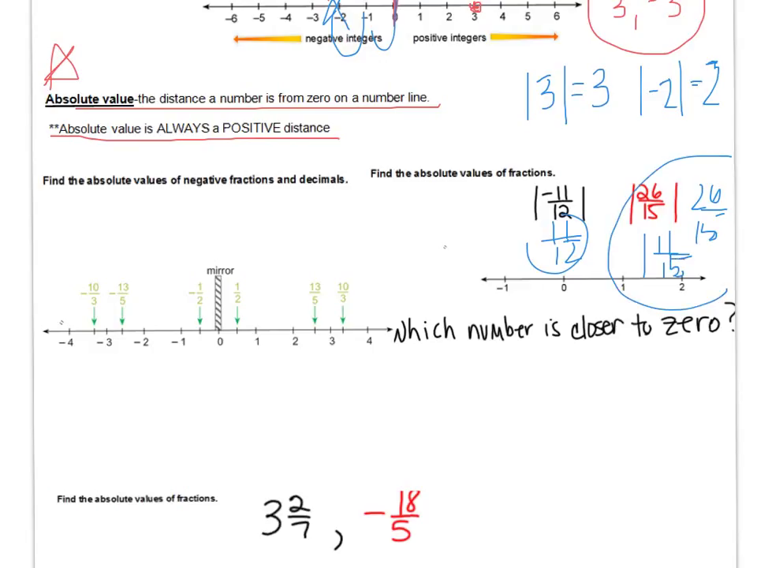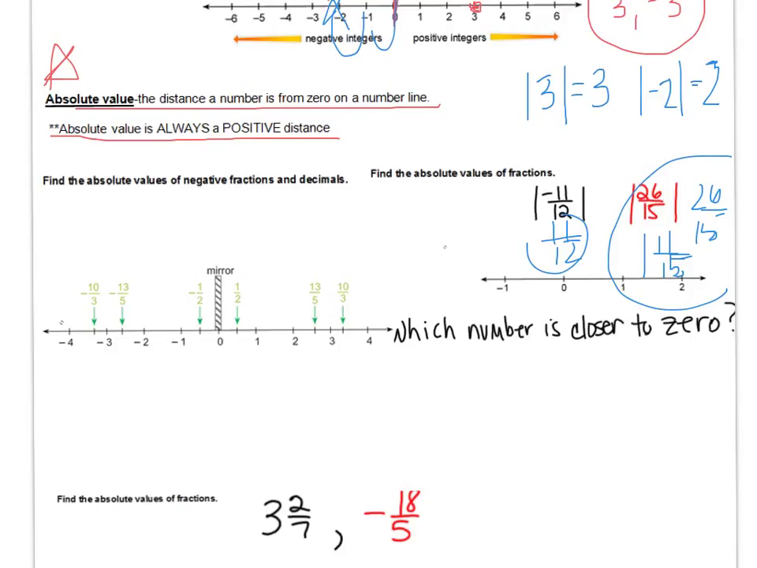My pen is not working very well. I apologize. Okay, so now it says which number is closer to 0. If we look at the number line here, which number is closer to 0? Okay, so we're going to go back up. I'm going to get my eraser out, and we're going to go back up here. And which number is closer to 0?